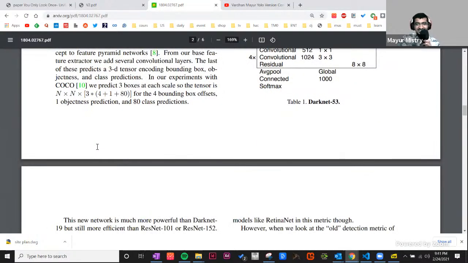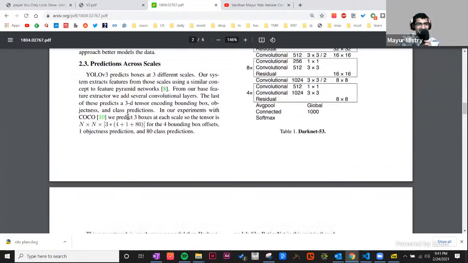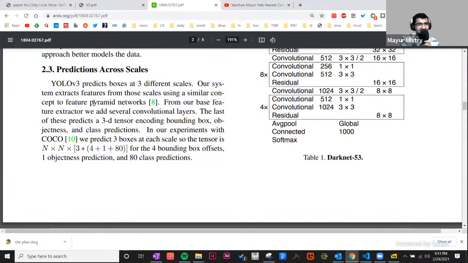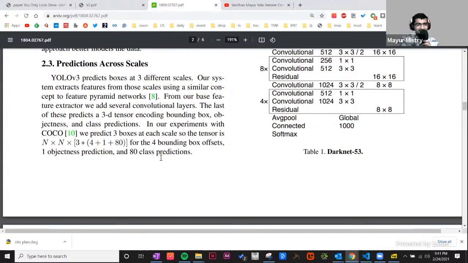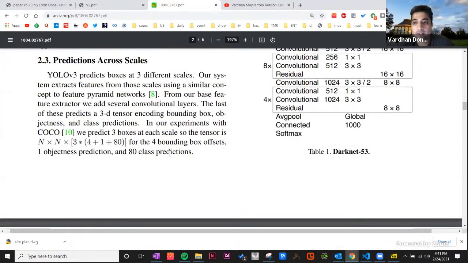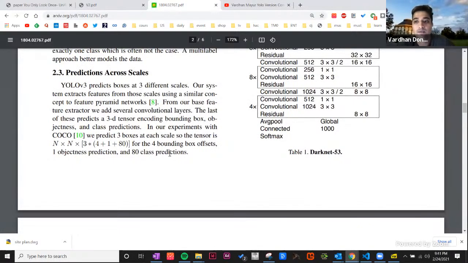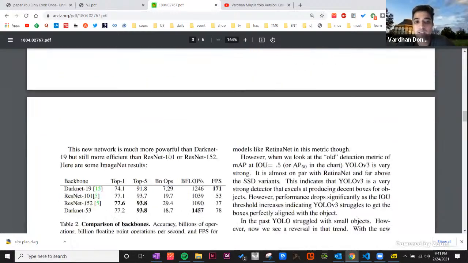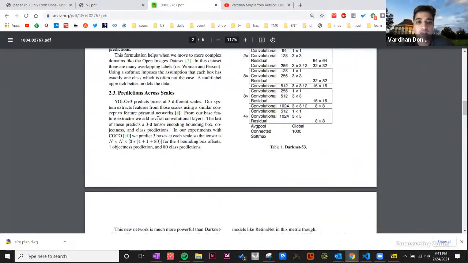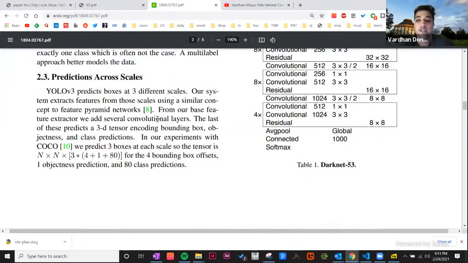I think we have crossed 40 minutes, so we can speed it up. I see this is predicting at three different scales, and four bounding offset, one for object prediction, and 80 class predictions. It's pretty much similar to the formula we discussed in our previous video, right? That formula that was in the output tensor of the model, it was for V1. It's very similar to that. And if someone wants to make sure what it means, they can look at the previous video.